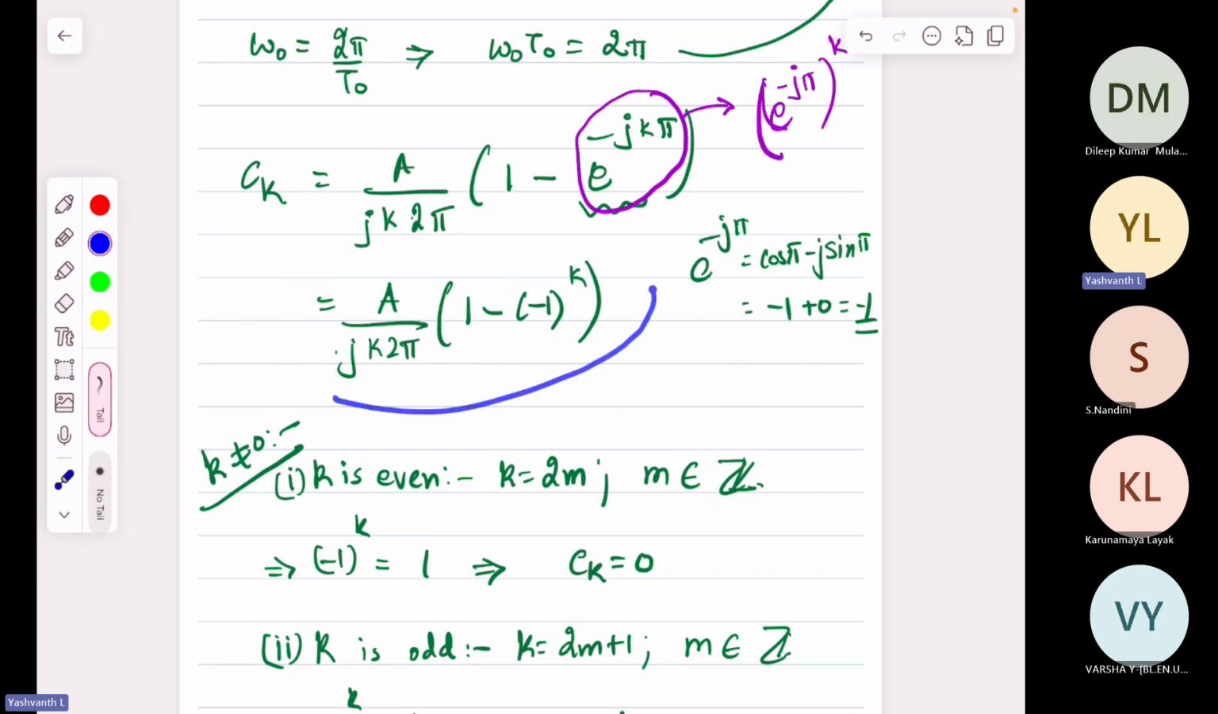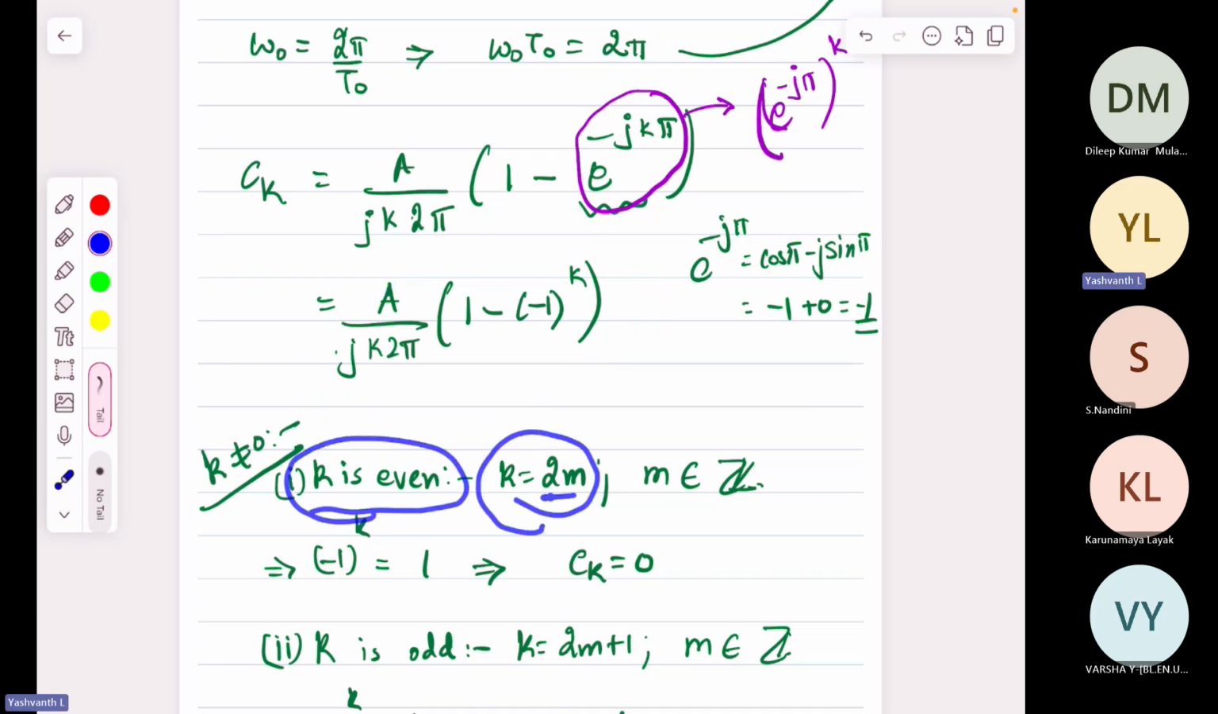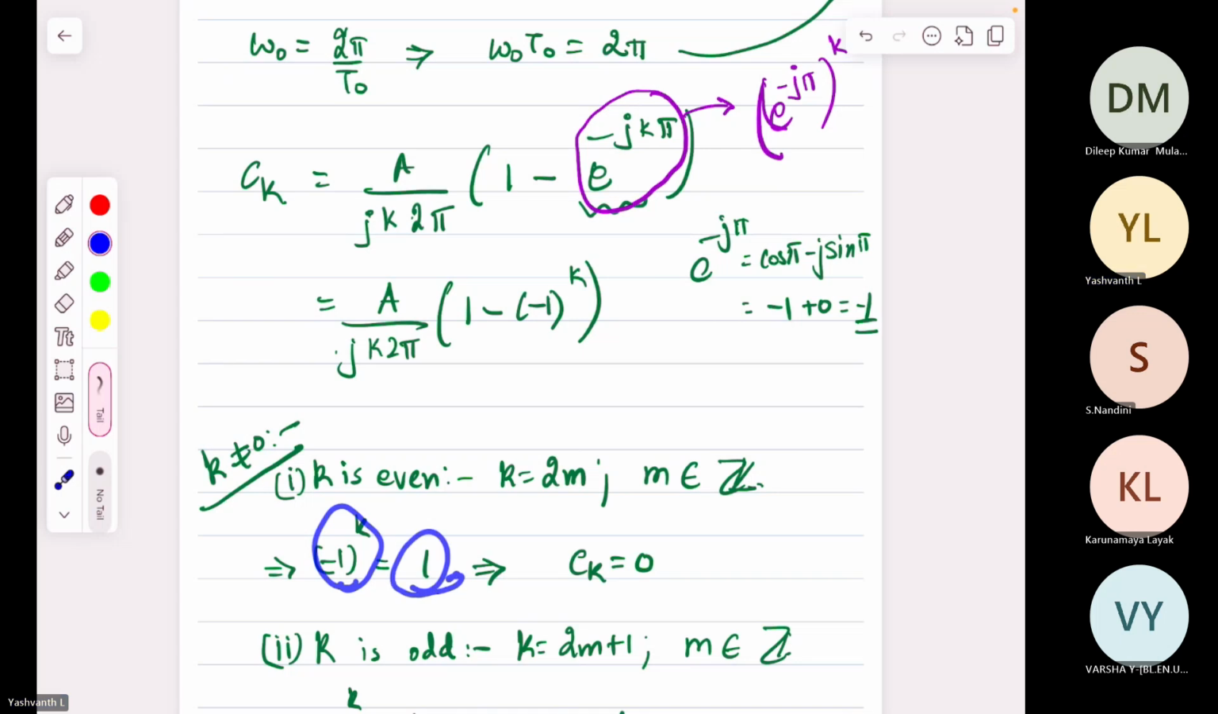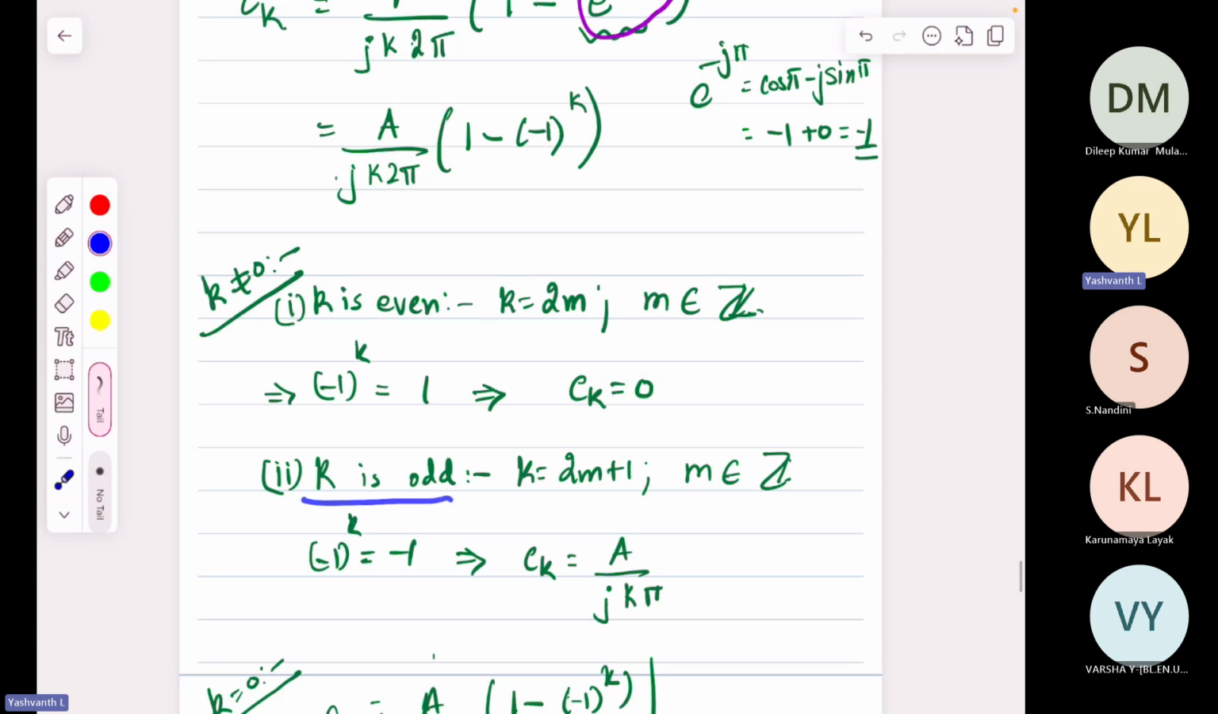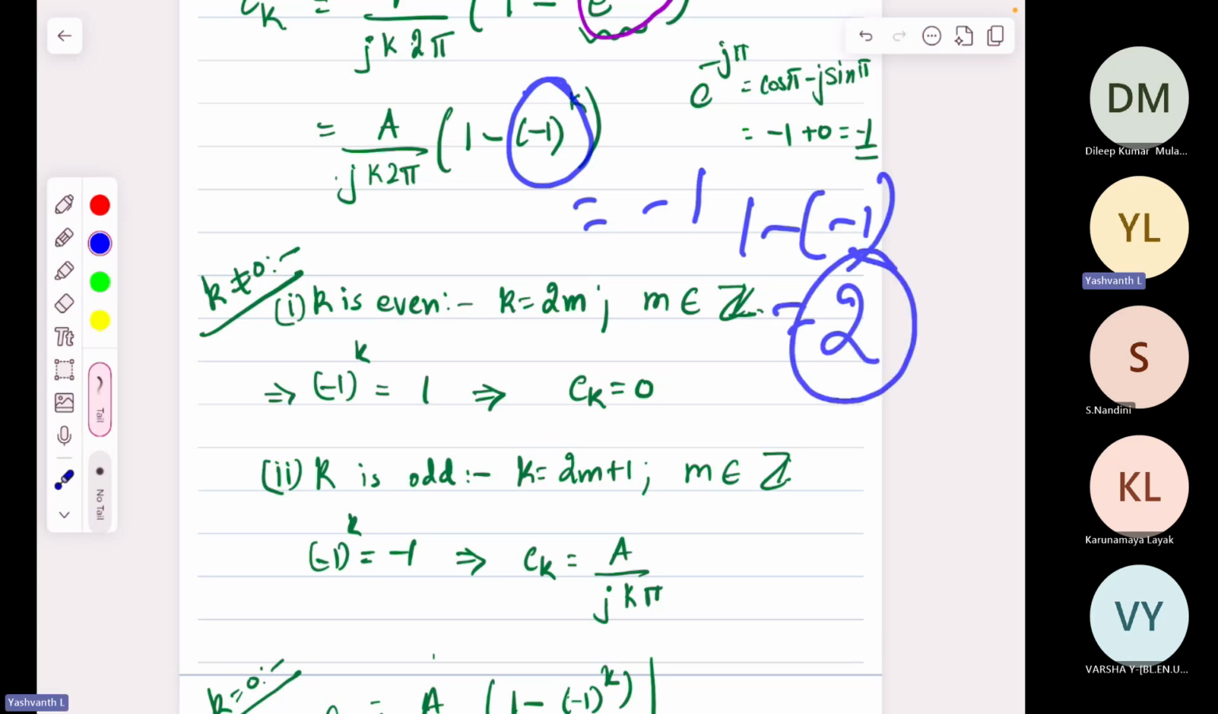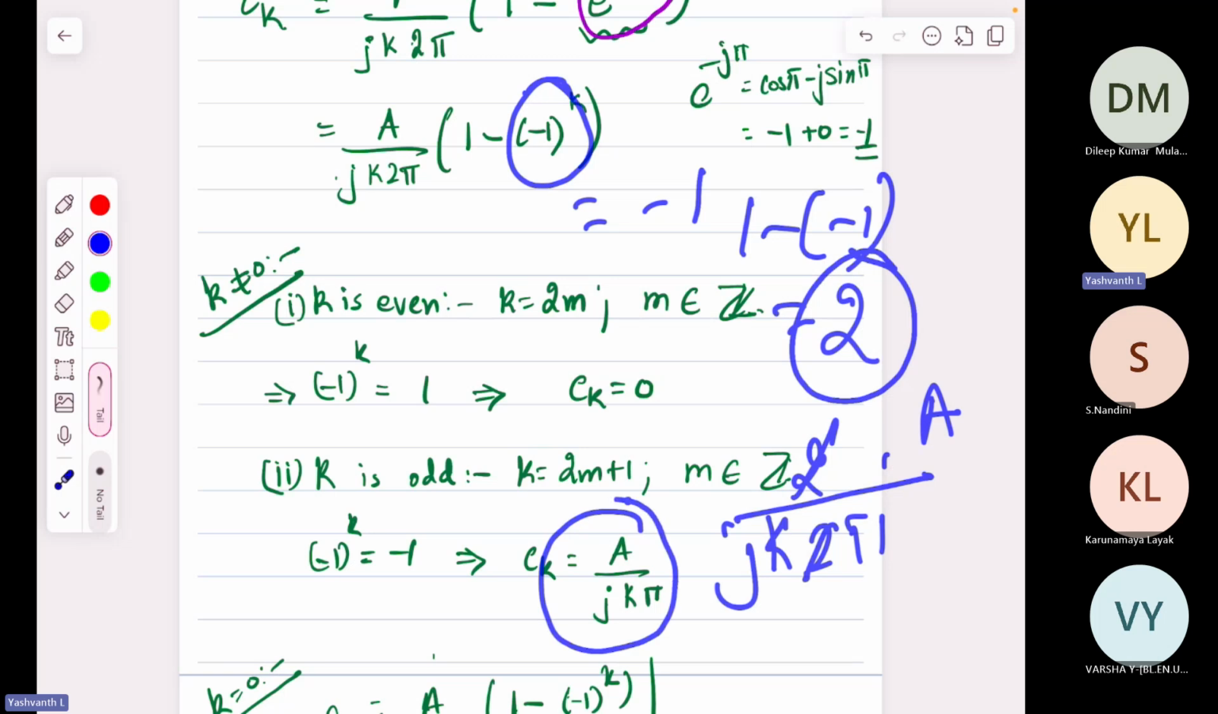So when k is not equal to 0, whenever k is even, that is, let's say k you can represent as k equal to 2m for m in integers, then for those even integers, your minus 1 power k is equal to 1. Then it's 1 minus 1, so ck will be equal to 0. But when k is odd, your minus 1 power k will be equal to minus 1, and 1 minus of minus 1 is equal to 2. Therefore, your ck will become 2 by jk 2 pi into a. 2 and 2 get cancelled, so you'll get a by jk pi.